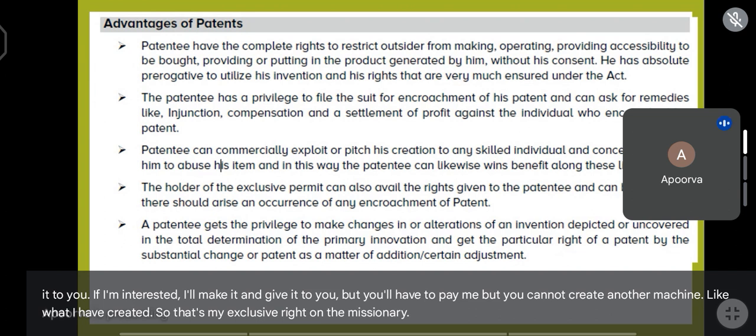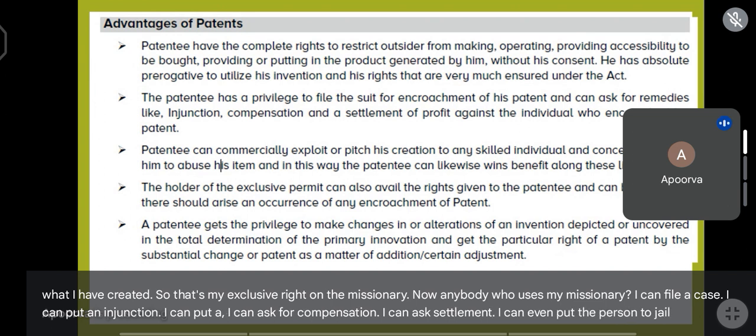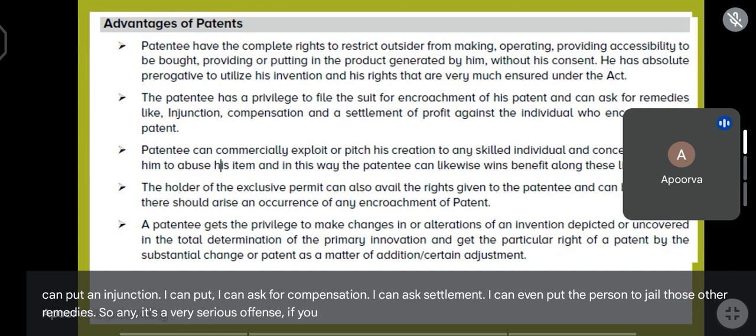Now, anybody who uses my machinery, I can file a case. I can put an injunction. I can ask for compensation. I can ask for settlement. I can even put the person into jail. Now, those are the remedies. So it's a very serious offense if you use something that another person has invented.